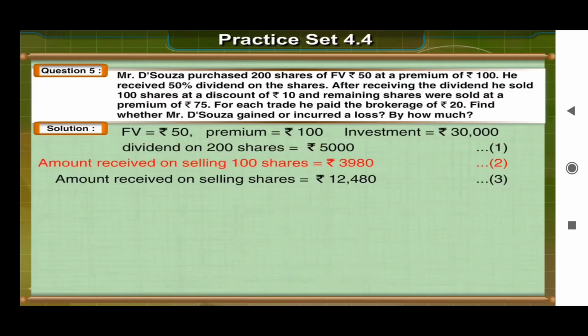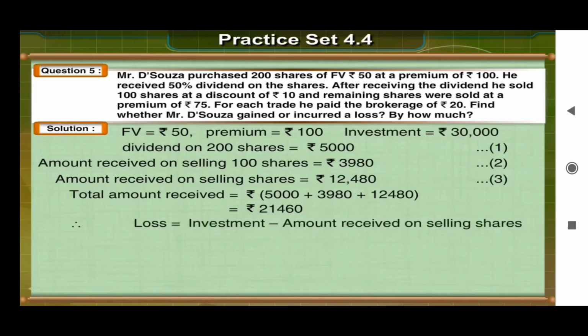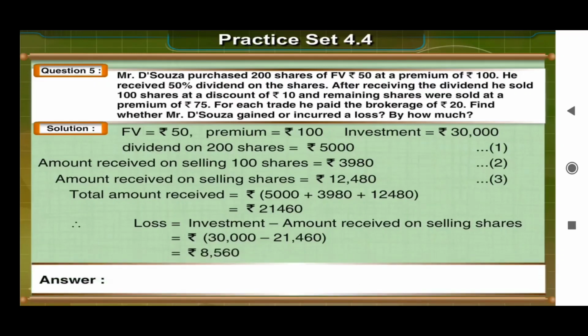From statements 1, 2 and 3, we get total amount received is equal to rupees 5,000 plus 3,980 plus 12,480, which is equal to rupees 21,460. Investment is equal to rupees 30,000. Therefore, loss is equal to investment minus amount received on selling shares, which is equal to rupees 30,000 minus 21,460, and that is equal to rupees 8,516. Answer: Mr. D'Souza suffered a loss of rupees 8,516.